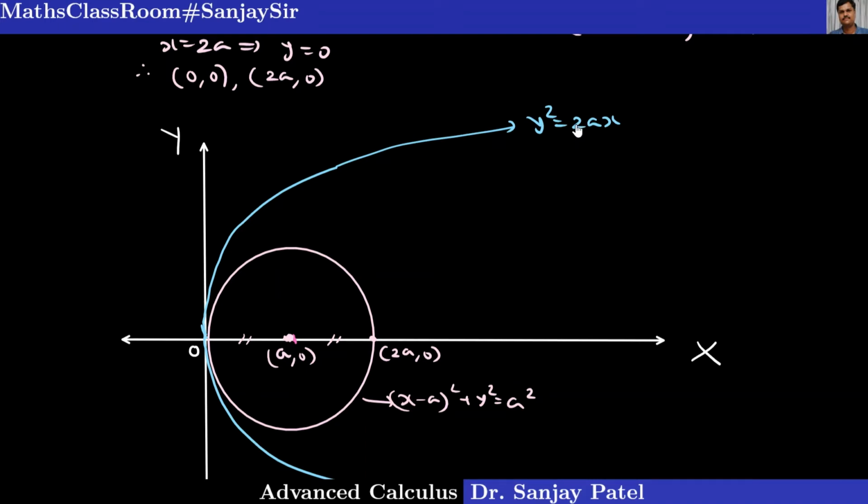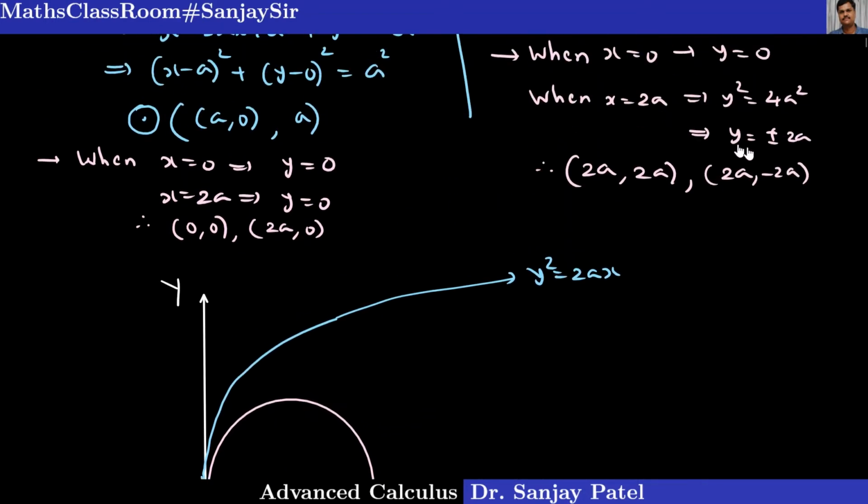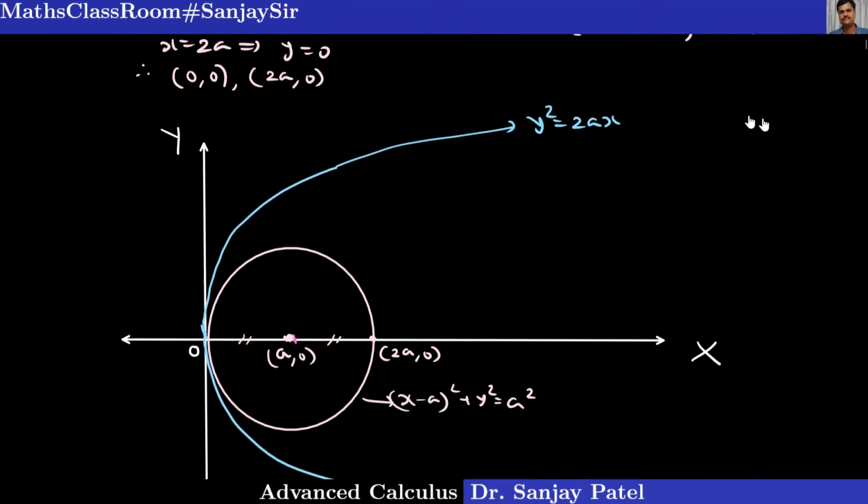Remember that the line x equal to 2a intersects the parabola at two points, 2a and minus 2a. So if this is a, let me draw the radius so that you can understand. If this is the radius of the circle and this length is a, then if I take the double of the distance, this is 2a, and somewhere here, this is minus 2a.